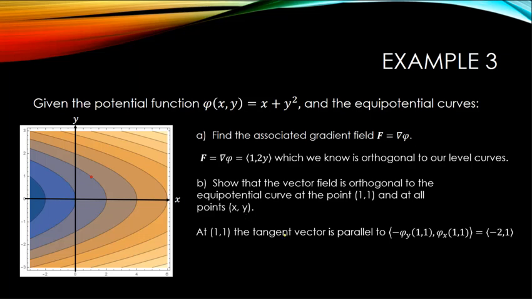At the point 1, 1, my tangent vector is parallel to the vector with components negative phi sub y of 1, 1 and phi sub x of 1, 1, which is equal to the vector with components negative 2, 1. This is normal to my vector field f, which is equal to 1, 2. And this is true for all points xy because I will always have a component of 1 and a component of 2y in my vector field.